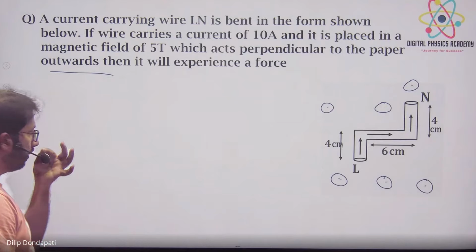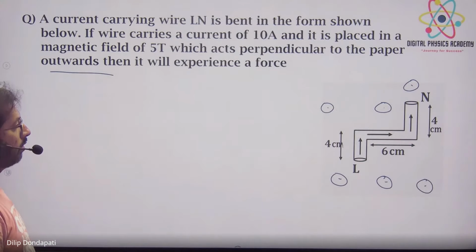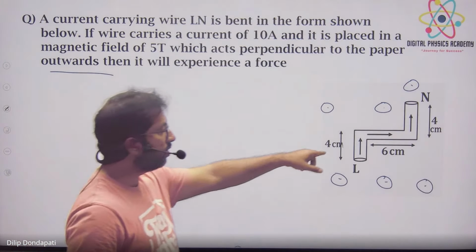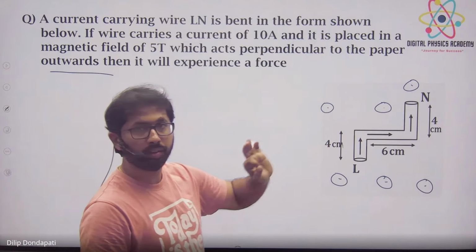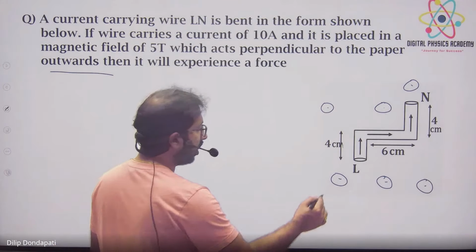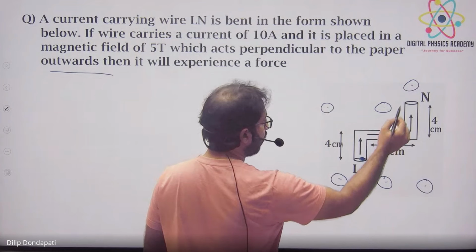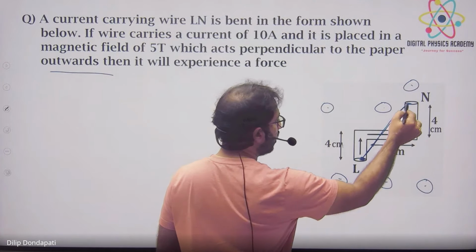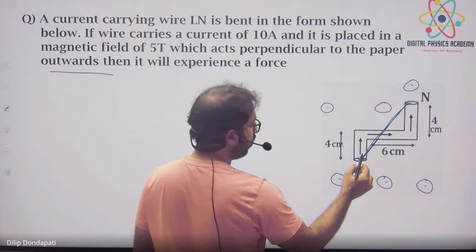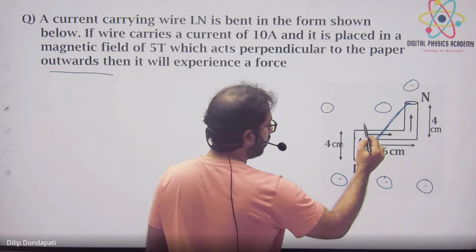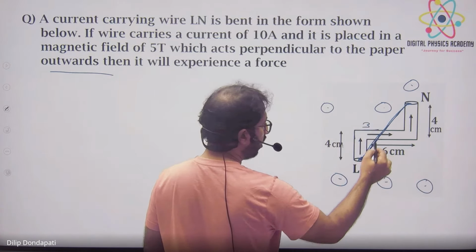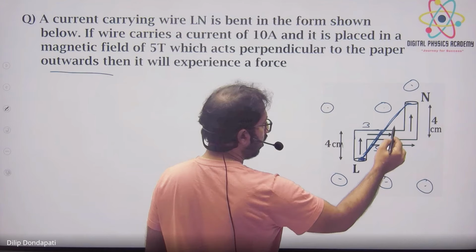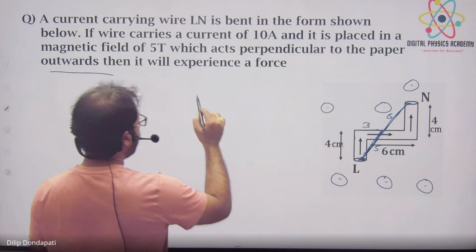500? Wrong. See, we should not take individual lengths, right? What is the condition for displacement length? Displacement length is the shortest distance from the initial position to the final position, which we join. So if I find that length, this is finished. What will the length be? This is 4, this is 3, so this will be 5 and 5. This is also 5. So 10. Indirectly, what is happening?